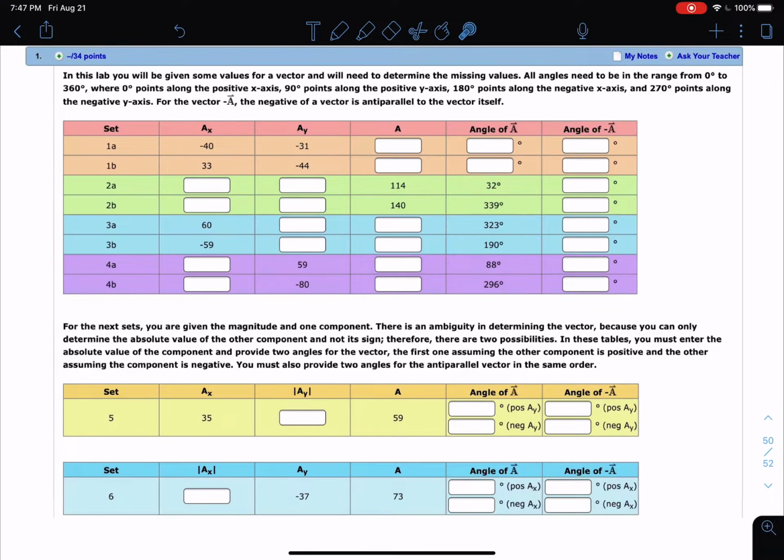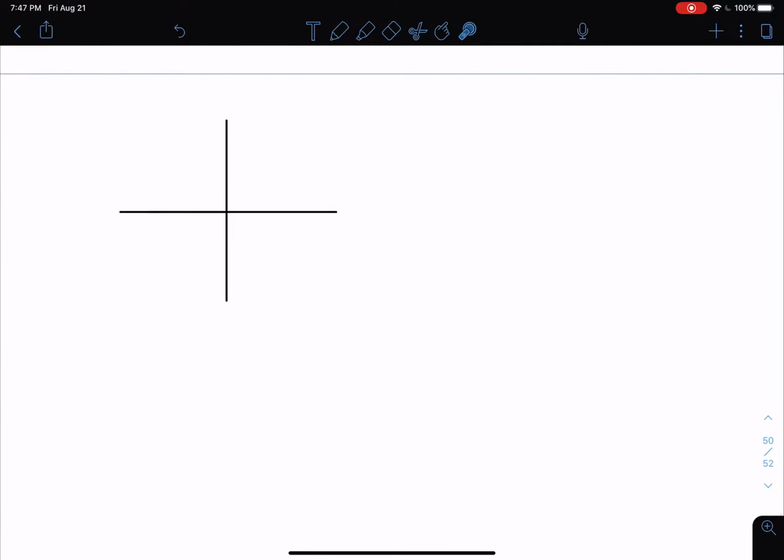So the first thing I recommend doing here with all of these is drawing your vector. For example, if I'm drawing my first vector, set 1a for me, I've got a negative x component and a negative y component. So that puts my vector down in the 3rd quadrant. I think it's very useful to draw this, if only for the visual, so you can see which way it's pointing.